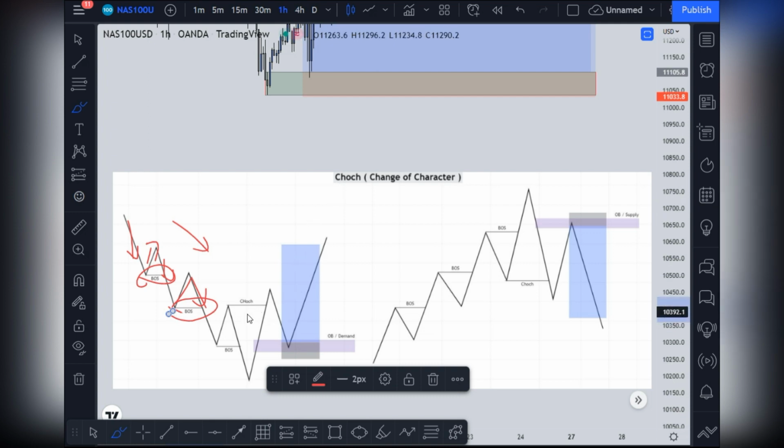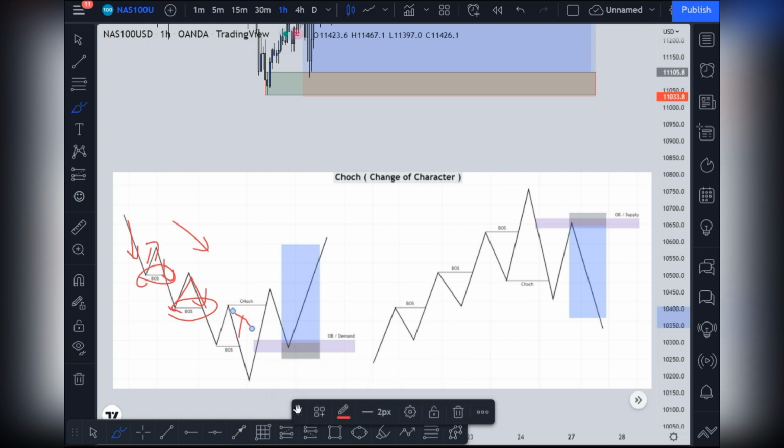Now, inversely to that, we have what we call the change of character. Change of character is basically when the downtrend is changing into an uptrend, as you can see over here, right? So this is the turning point for the market, basically, when the price is changing direction, right?